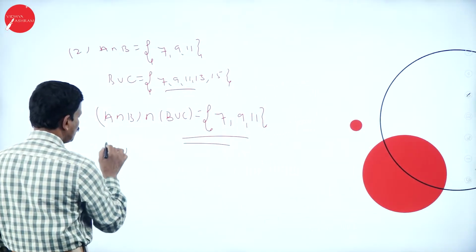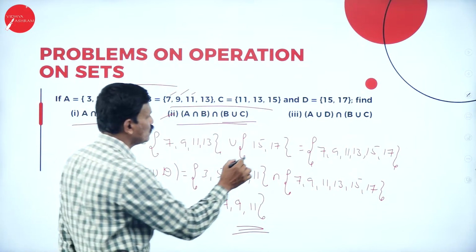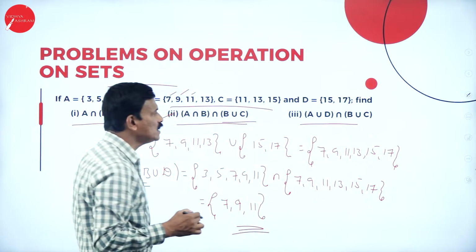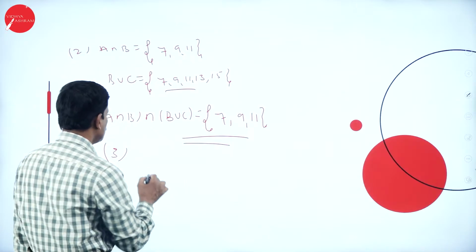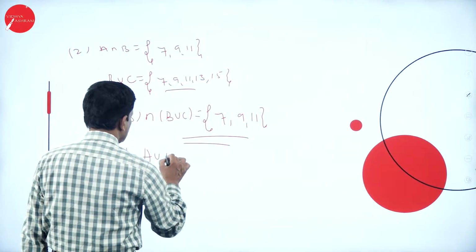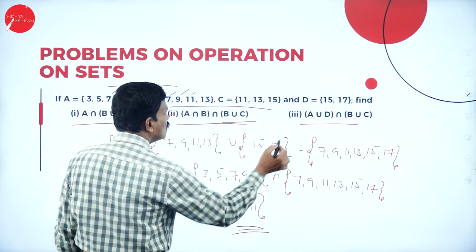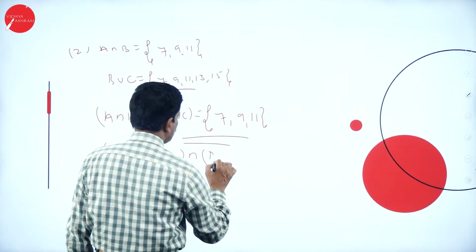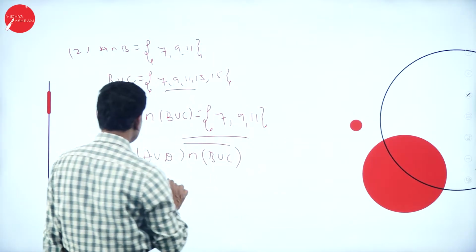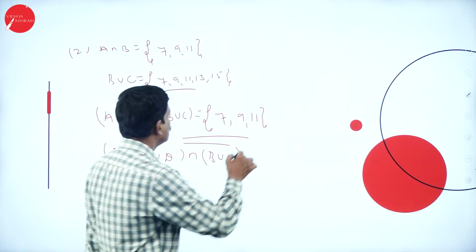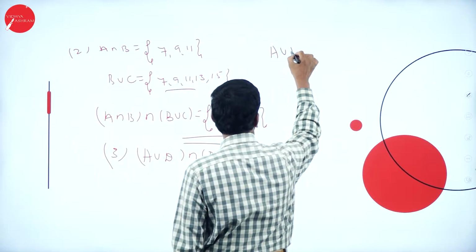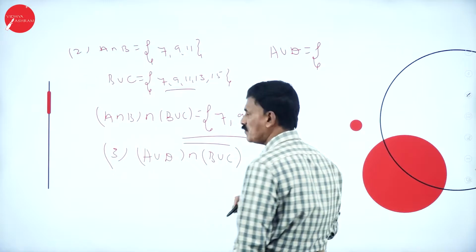And come to the third one. What is the third problem given? A union D intersection B union C. Now first find out A union D. Now I'll write here A union D, union of A and D.